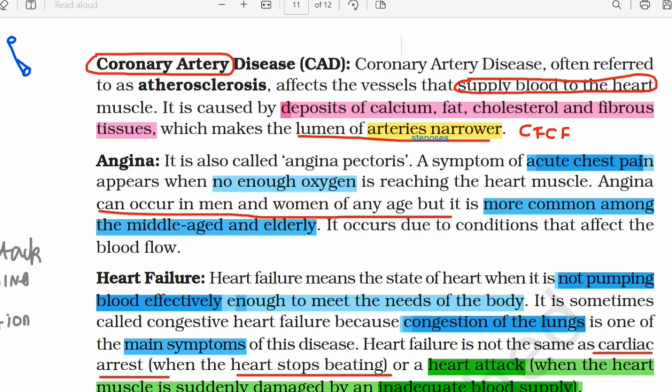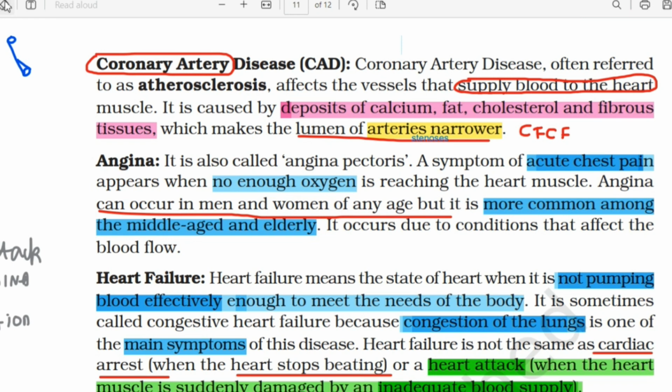So what was the characteristic feature of angina pectoris? It was acute chest pain. But here in heart failure, there is congestion of the lungs. So this is also known as congestive heart failure. This heart failure can eventually lead to cardiac arrest. What is cardiac arrest? Arrest means complete stoppage. The heart stops beating. There is complete stoppage, so the electrical activity of the heart is also completely lost.